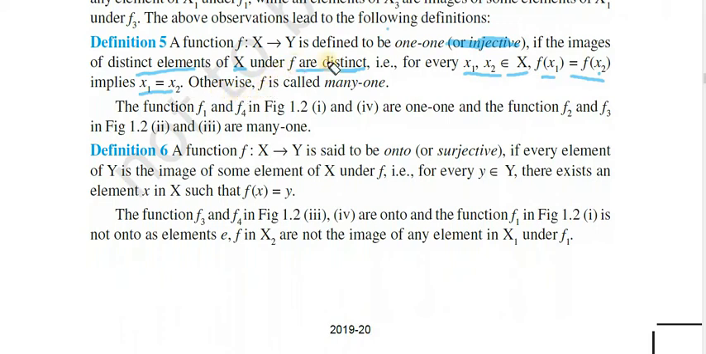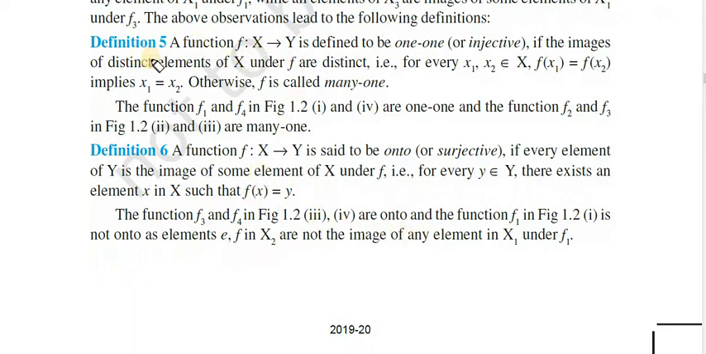Otherwise, if a function is not 1-1, we say it is what? Many one. Okay. Next, a function is said to be onto or surjective if every element of y is the image of some element of x under f. So for every value of y there exists at least one x such that f(x) is equal to y. This means the range is equal to the codomain of f. Okay, so that is the thing.